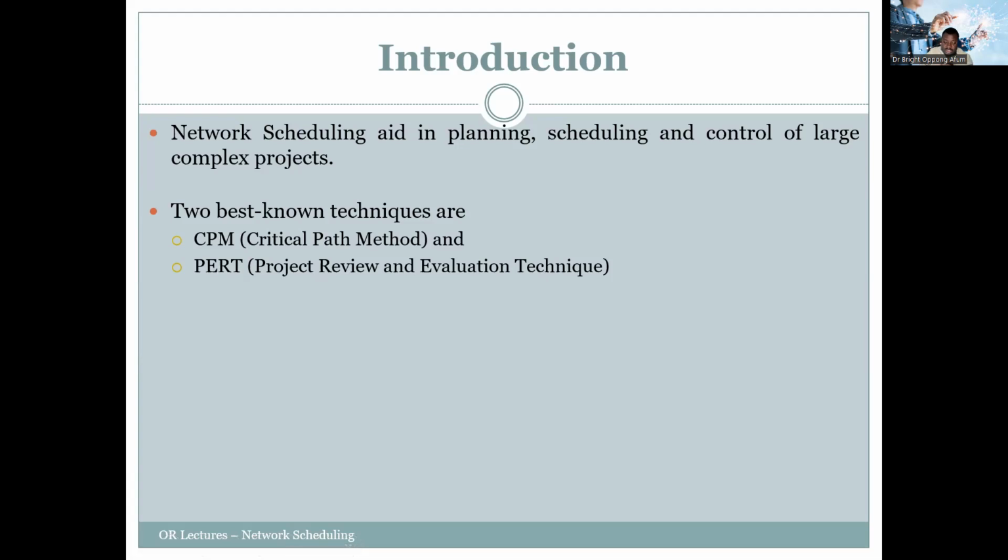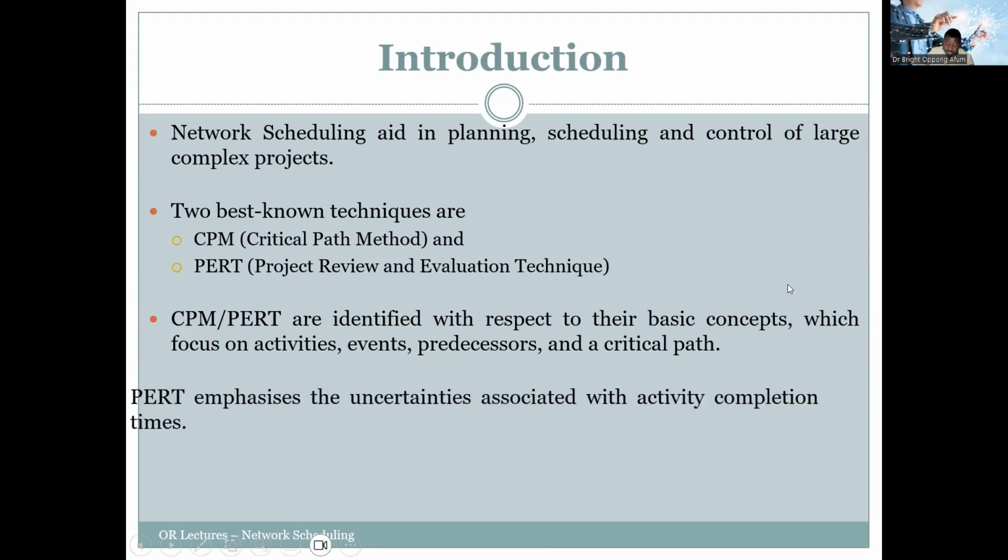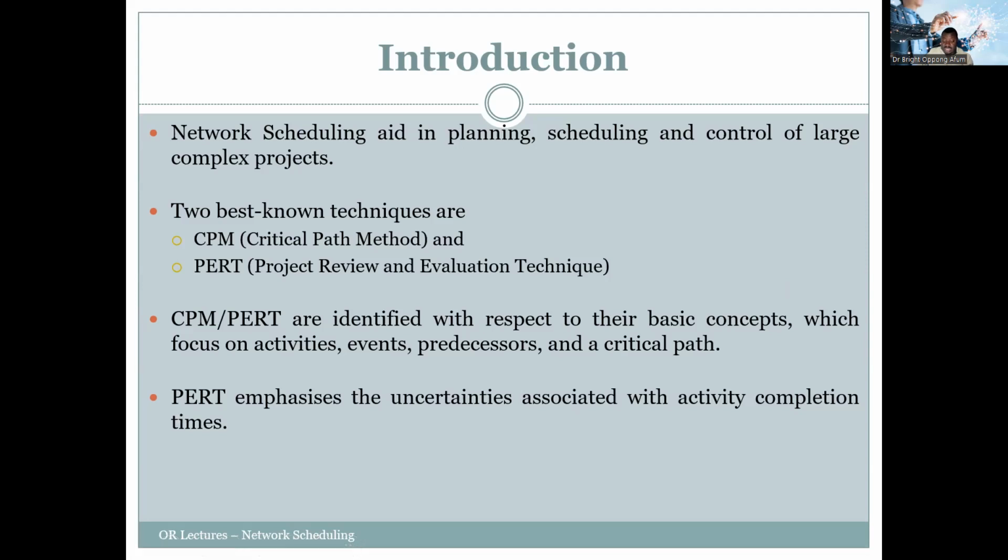That is the CPM, which is the critical path method, and the project review and evaluation technique, PERT, or it can also be project evaluation and review technique, right? So both are identified with respect to their basic concepts, right? For instance, the concept focuses on activities, events, predecessors, and the critical paths, right? But when we talk about PERT, it usually emphasizes the uncertainties associated with a typical activity.